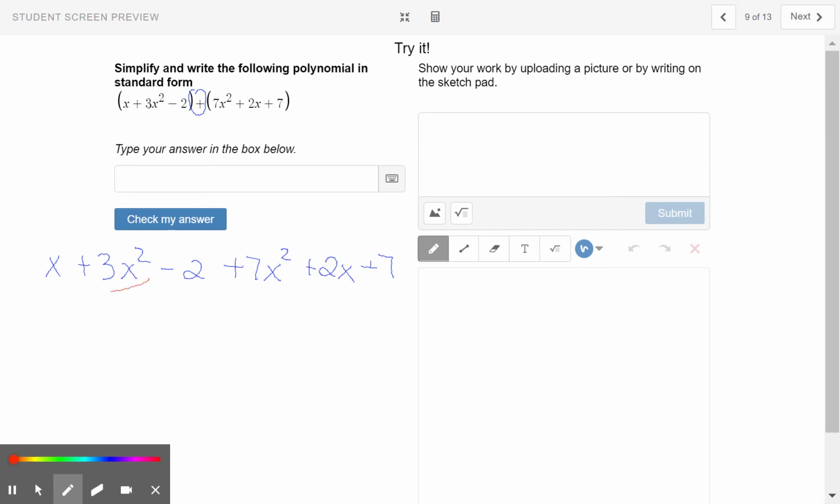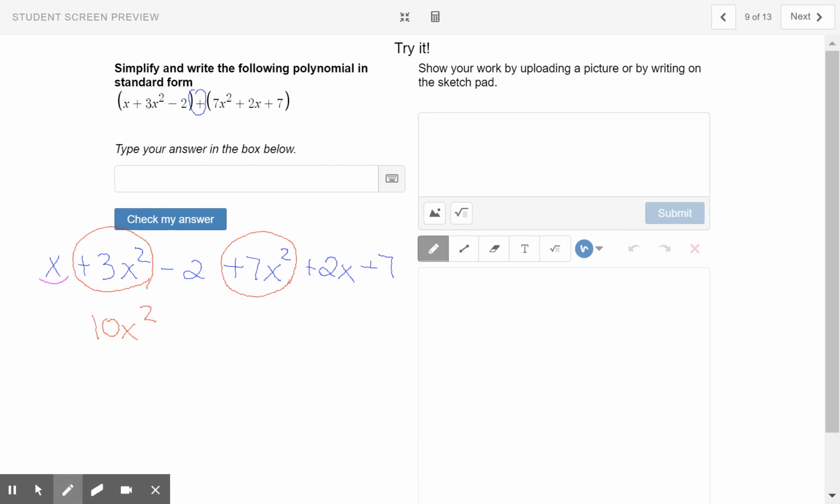So start with the highest exponent. We have x squared, so to the power of 2, that's our biggest. And then we have plus 7x squared. So all we're doing is combining. We have 3 plus 7, which is 10. And then you just write down the x squared.